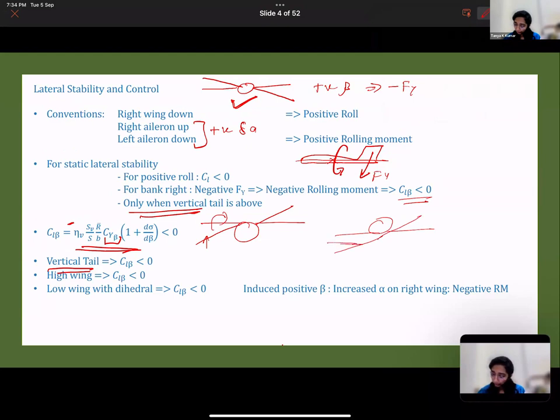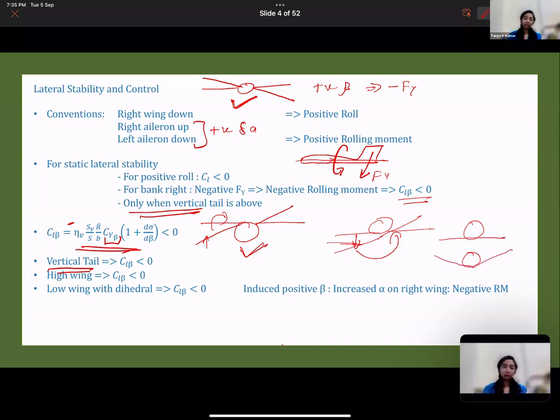that force is acting here. So there is a component of force acting in this direction, which will not produce any restoring moment. It will continue destabilizing your roll, which is why the high wing has a negative CL beta that contributes towards lateral stability. So the high wing is more laterally stable compared to the low wing. Now, the low wing can also be made stable. How? When you give it a dihedral angle. What is a dihedral angle? This is your regular low wing. If you have a dihedral, you have something like this.